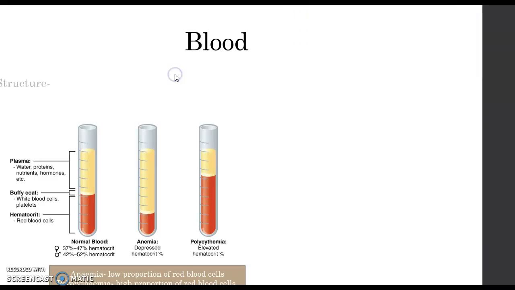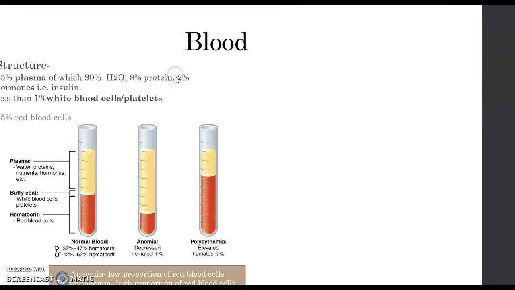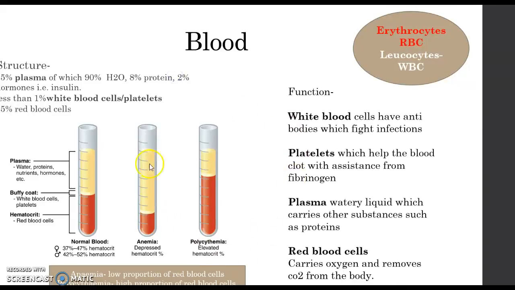So blood. Blood has a structure which, when put in a machine and spun round for ages, separates. It's made of around 55% plasma, which is shown in yellow, and of that, it's 90% water, 8% protein and 2% hormones such as insulin. So this is the majority of the blood. As you can see in the middle, just in the white, it's less than 1%, which is white blood cells and platelets. And the platelets, as we said earlier, are used for clotting, which helps stop blood loss.